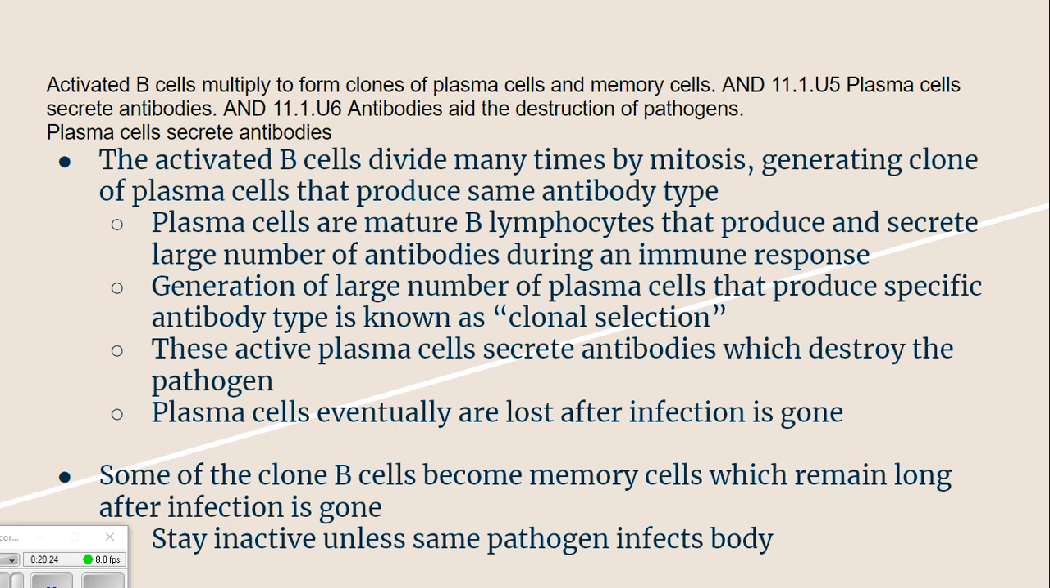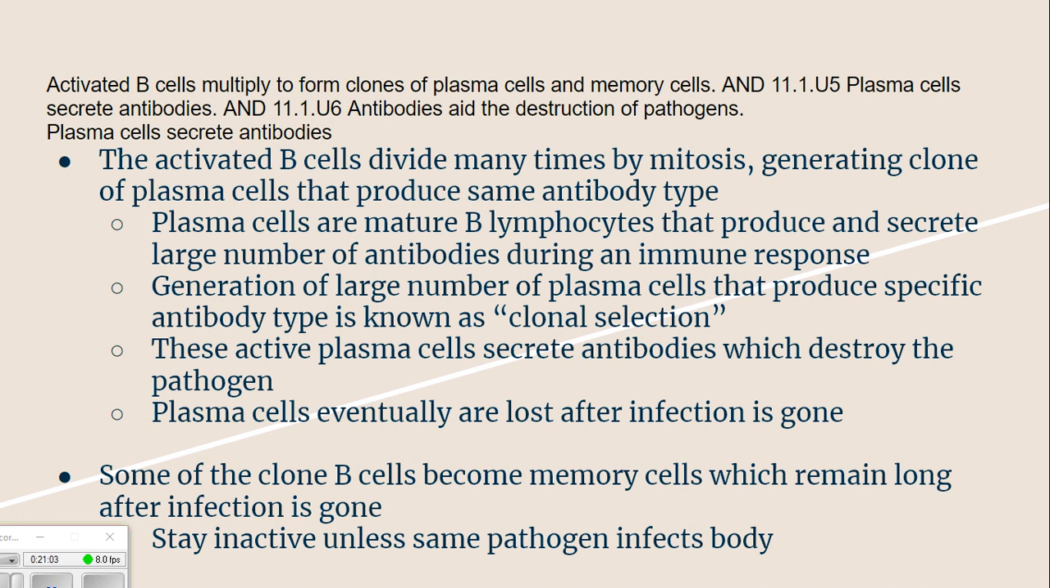And so a lot of those plasma cells get lost. But some of the clone B cells stick around, and they usually will stick around in your spleen, and will become what is called memory cells, and they will remain long after the infection is gone. So they stay somewhat inactive unless the same pathogen infects the body. They stay somewhat inactive in that they sit in the spleen and they secrete low amounts of that antibody that remains circulating in the plasma.